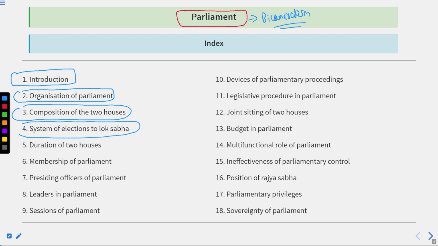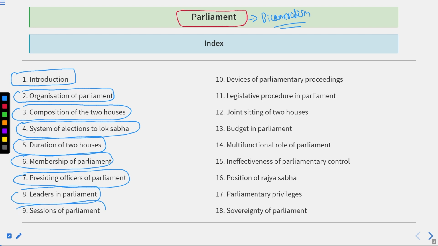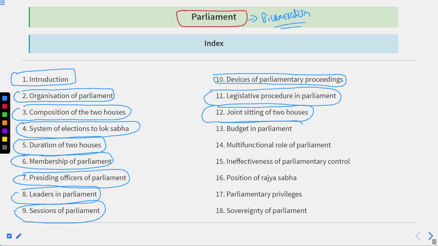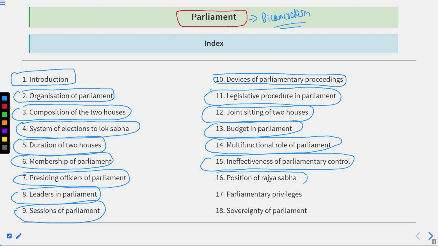Thereafter, system of elections to the Lok Sabha. What is the duration of the two houses? How to get the membership of parliament? Who are the presiding officers of the parliament? Leaders in the parliament? Sessions of parliament? Devices of the parliamentary proceedings? Legislative procedure in parliament? Joint sitting of two houses? Budget in parliament? Multifunctional role of parliament? Ineffectiveness of parliamentary control? Position of Rajya Sabha? Parliamentary privileges and sovereignty of the parliament.